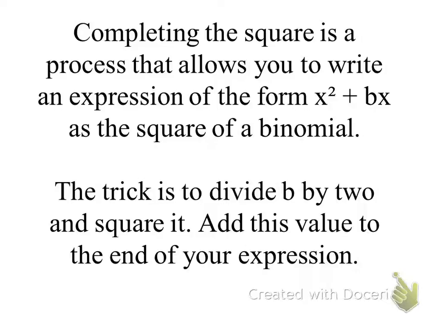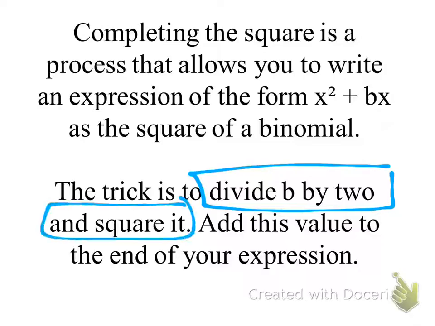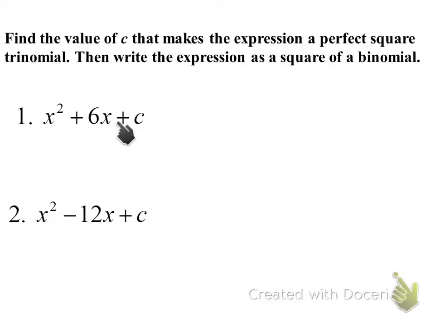So if you have a highlighter, let's highlight. You need to divide that b by 2 and square it. We're just going to deal with, what if we're just given x squared plus 6x? Could we figure out how much would be needed to complete that square? So we won't worry about what's missing or what's left over. We're just going to figure out what would complete that square, and then we're going to write the expression as the square of a binomial.